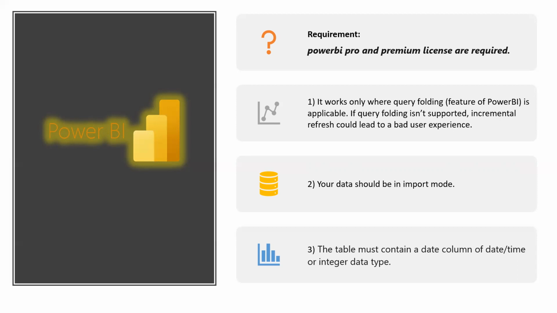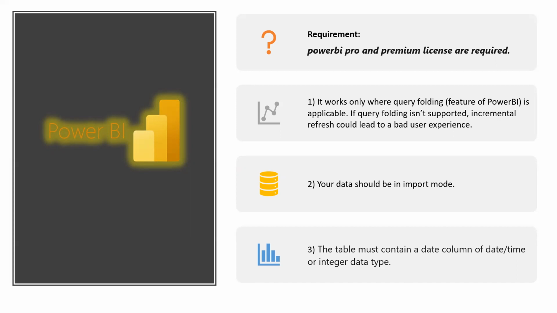That means your data should have the query folding option. Your data should be connected to a server. You cannot do an incremental refresh with a flat file. And when you're connecting to a server, it should always be in import mode. If you remember, in my sessions, I have discussed how we can work with the different types of connections, import and direct query, etc.